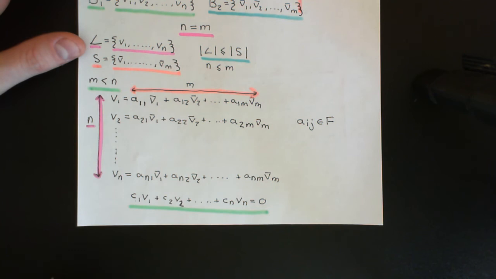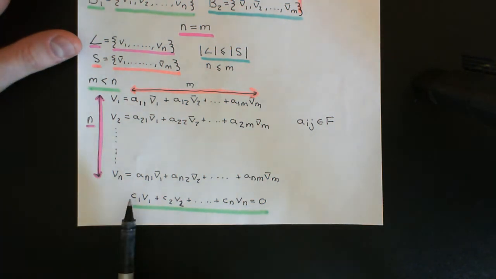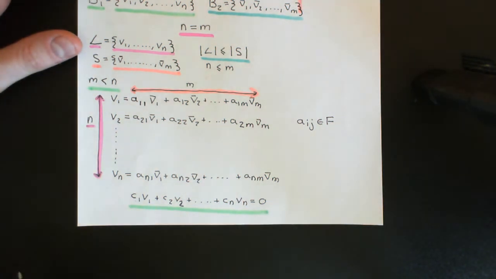Okay, now how can we prove that it's not linearly independent? Well, to prove it's not linearly independent, we need to prove that there is some linear combination of the vectors v1, v2, all the way up to vn, which is not the trivial linear combination which gives the zero vector. Okay, so we need to find C1, C2, all the way up to Cn such that this is going to be true.